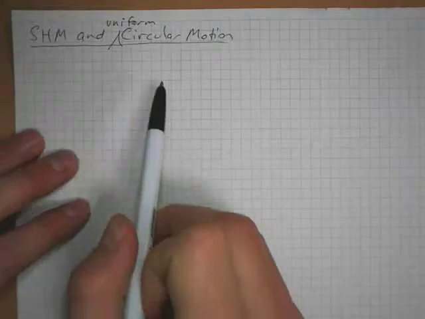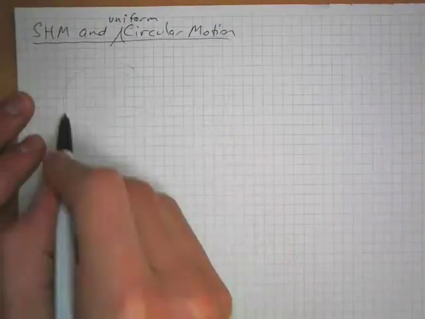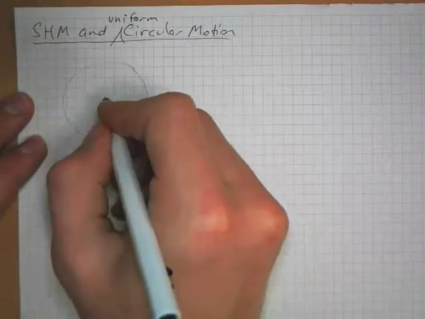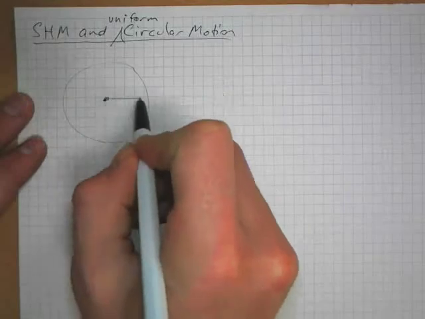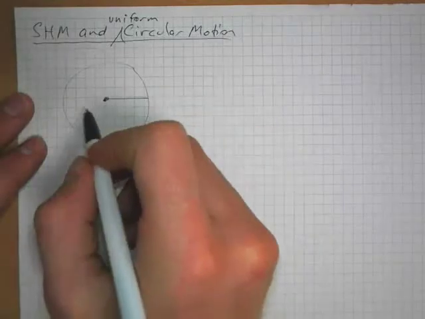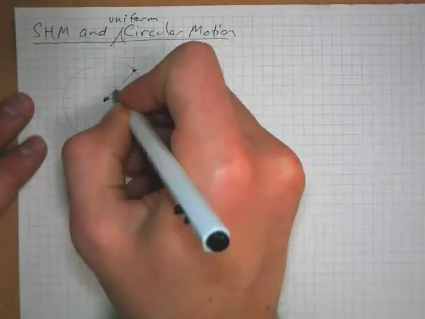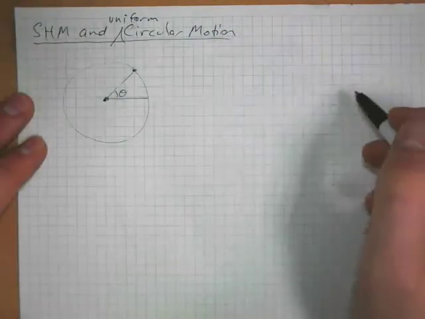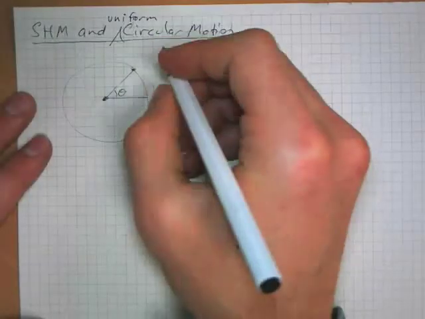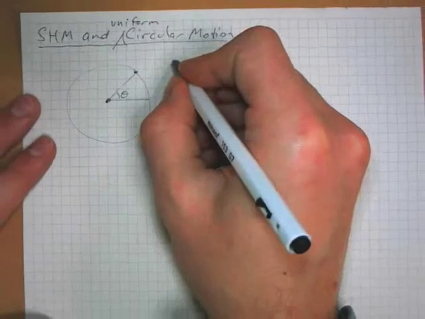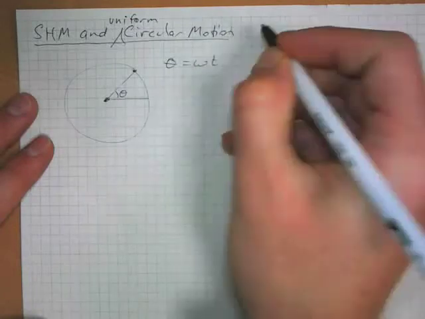We can draw some connections between our simple harmonic motion and circular motion. So let's say we have some kind of object spinning around in a circle, and we'll call this our initial position, this horizontal. At a given time, a point on the circle is at some angle theta from its initial position. Now, if we're talking about uniform circular motion, then we have a constant angular velocity, and so we can say theta equals omega t, right?